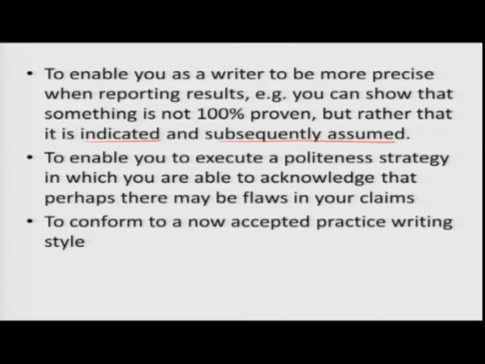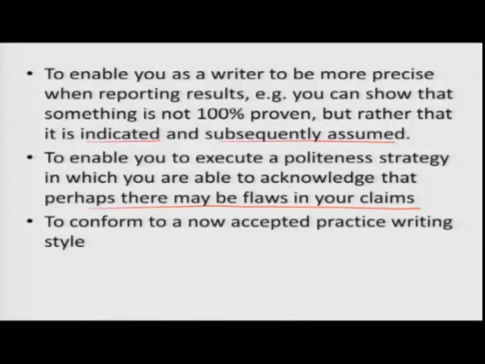Next, to enable you to execute a politeness strategy in which you are able to acknowledge that perhaps there may be flaws in your claims. This is very important. I have already mentioned this. You may have controlled all the variables, and you may have followed all the conventions, but there is always some scope for errors. So, you acknowledge that yes, maybe at least 5% there is a chance factor, 5% possibility of some error. Whatever I am saying is true in 95% of cases. That is what you want to say. You acknowledge that there may be flaws. By doing so, you are being polite in the academic context.